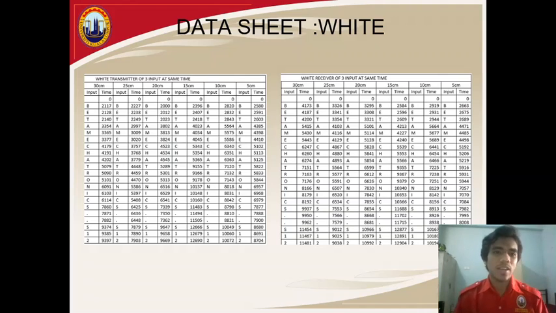So this is my data sheet. You can see the transmitter for the three inputs at the same time, and this is the receiver.